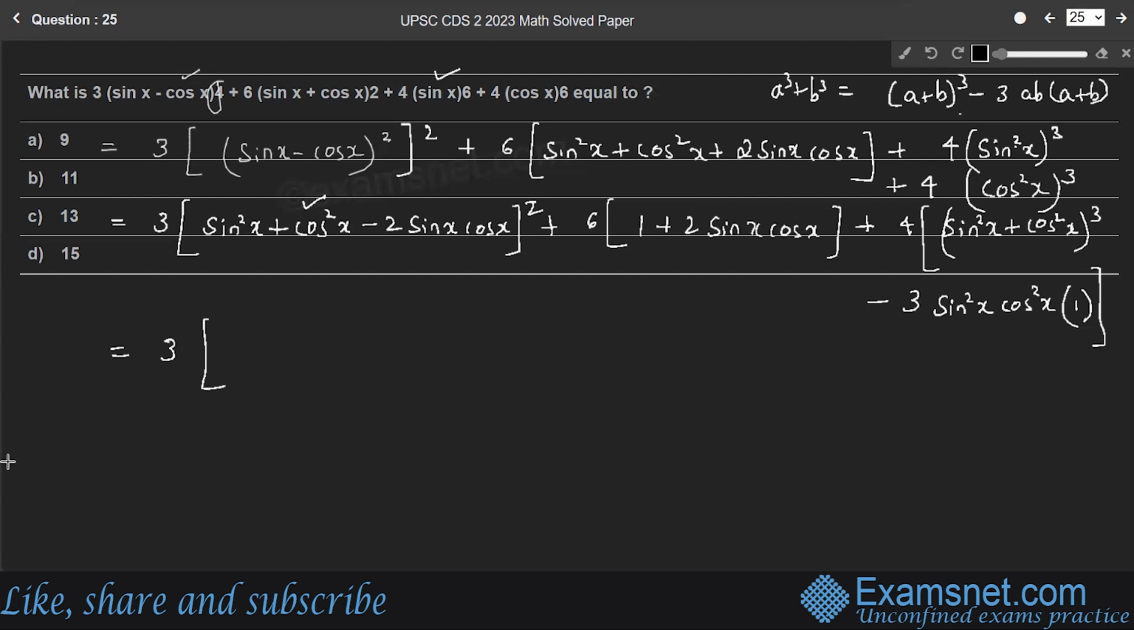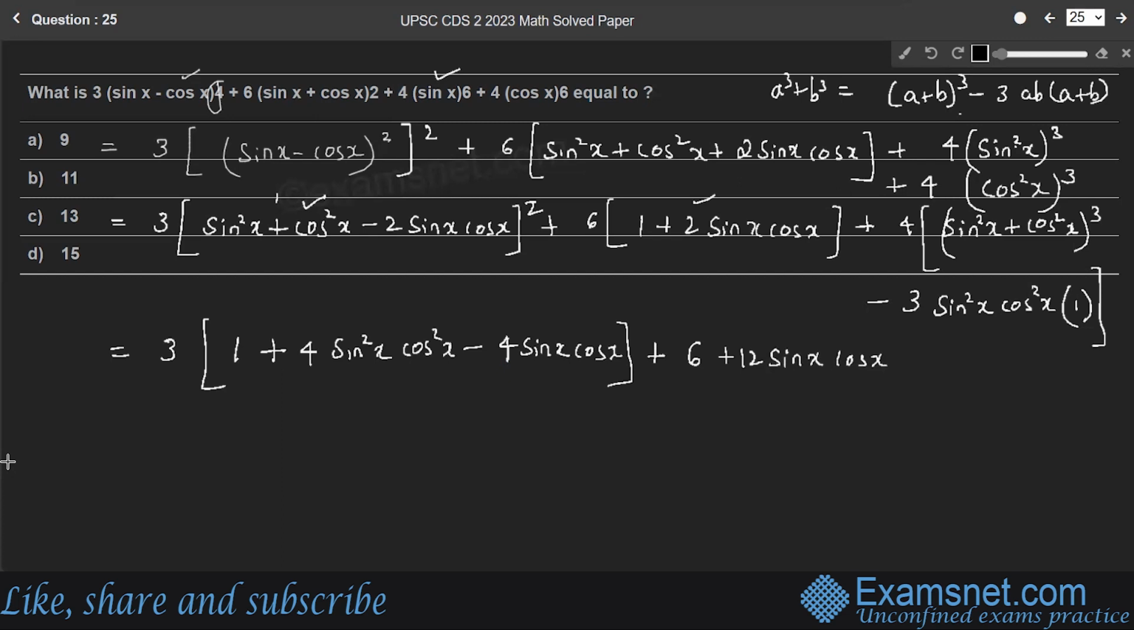So which is a square, since a is 1, sin square x plus cos square x is 1, plus b square, so 4 sin square x cos square x, minus 2ab. So 2 into 2 sin x cos x into 1, which is 4 sin x cos x. Consider the second term, which is 6 into this one. Expand this: 6 plus 12 sin x cos x.